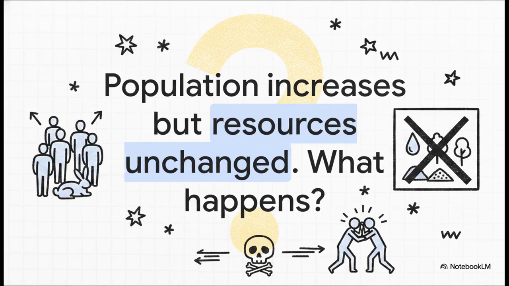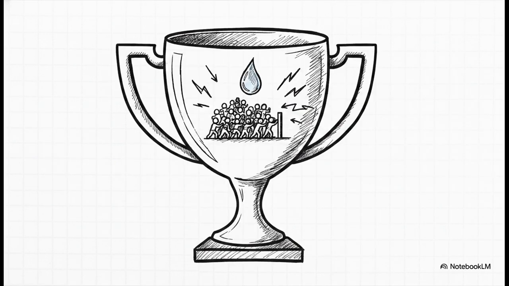Okay, one more rapid-fire quiz just to cement this limited resources concept for good. If a population increases, but the available resources remain completely unchanged, what is most likely going to happen? A, competition decreases, B, competition increases, C, mortality disappears, or D, resources become unlimited. I know you've got this one. The solution is simple. More individuals plus the exact same limited resources absolutely guarantees increased competition. So the correct answer is B.